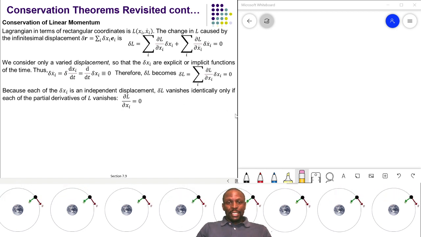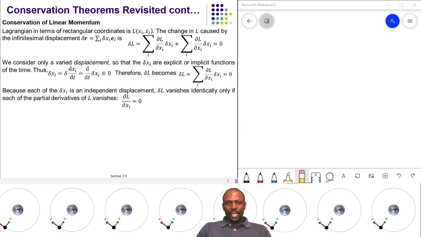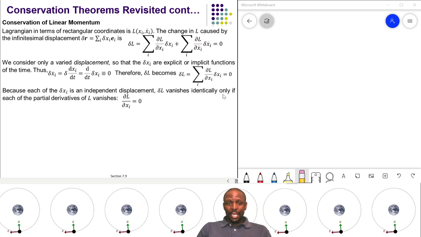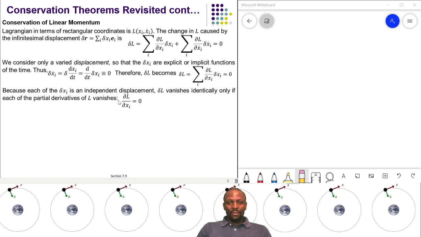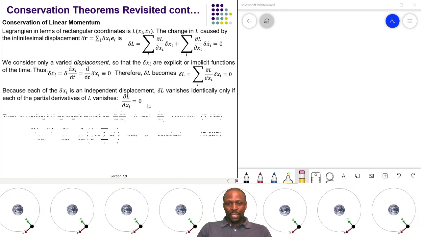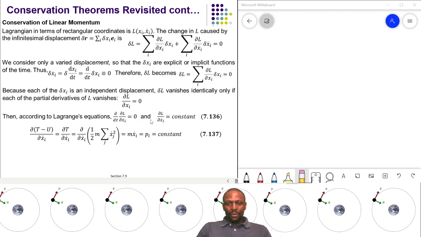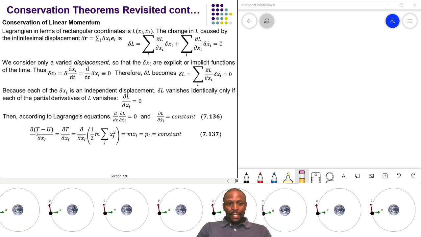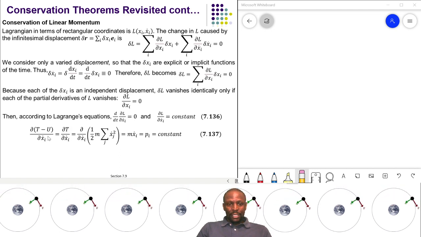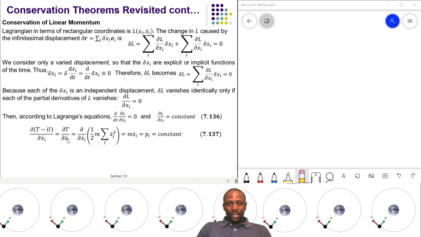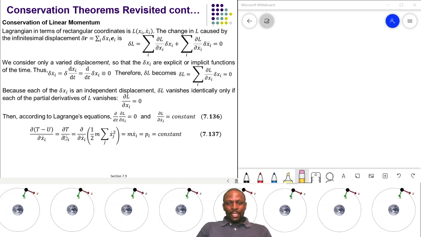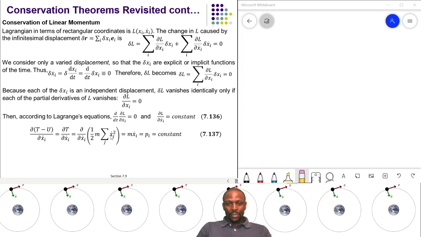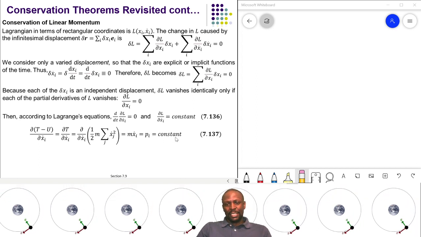Now, because each of these small displacements in the coordinate x is an independent displacement, the small change in the Lagrangian vanishes identically only if each of the partial derivatives of L vanishes, if this is just equal to zero. Now, in that case, if that is just a constant, we can write this equation in terms of this, because that only depends on the differentiation of the kinetic energy with respect to x dot. If you do that, this is what you are going to have, and that is nothing else but p_i, which is just a constant.